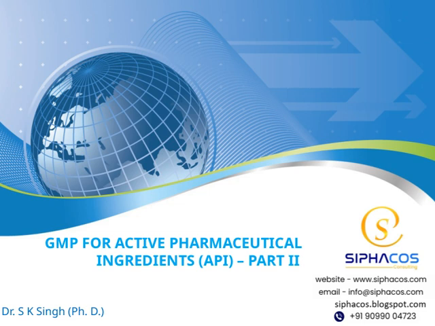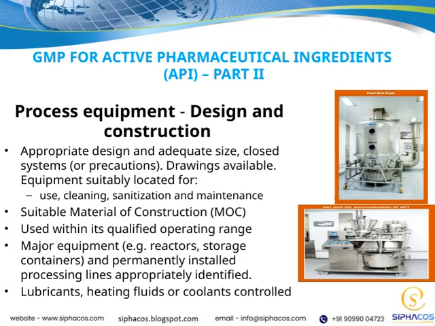Let's get started. Now, let's talk about process equipment, focusing on its design and construction. It's crucial that the equipment is appropriately designed and sized to meet the process requirements, ensuring efficiency and safety. Using closed systems or implementing proper precautions helps prevent contamination and maintains product integrity. Having detailed drawings available is also essential, as they guide proper installation and maintenance.